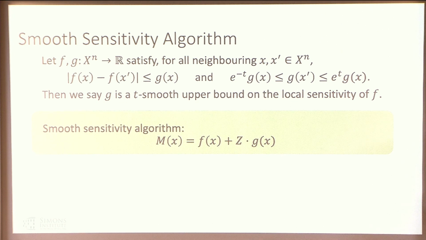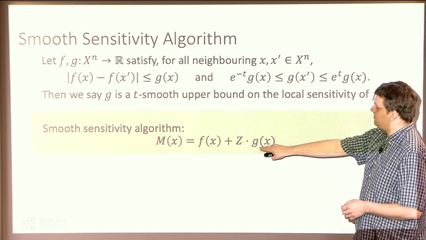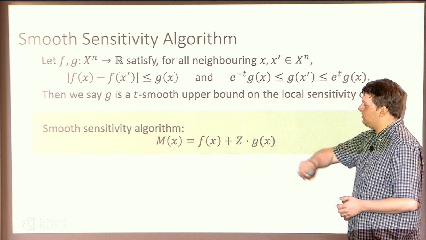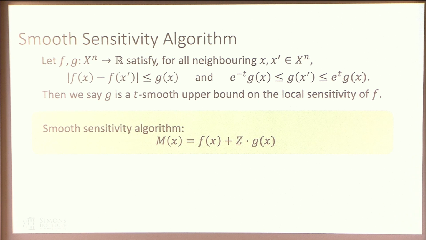Okay, so here's the algorithm. This is just the generic smooth sensitivity algorithm. We have the function f, that's the trim mean. Now we need to pick, and I've told you about which noise distribution z we're going to use, so what I need to tell you about is how do we pick this smooth upper bound on the local sensitivity g.